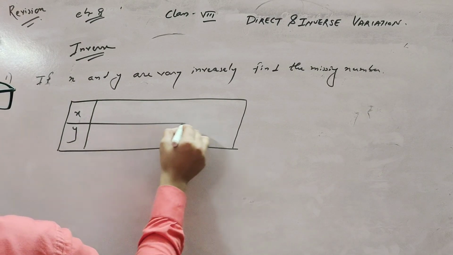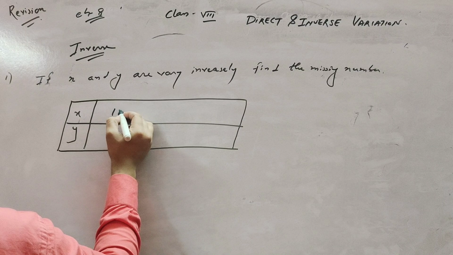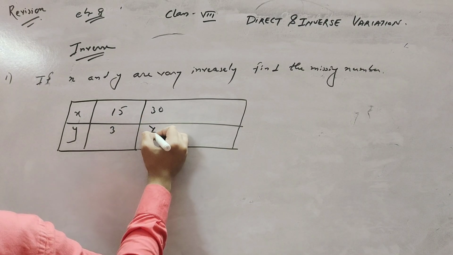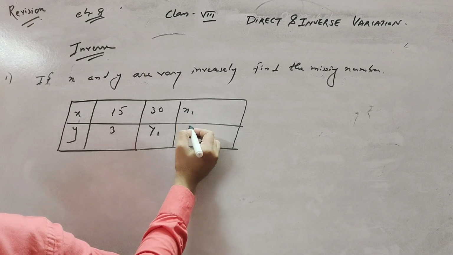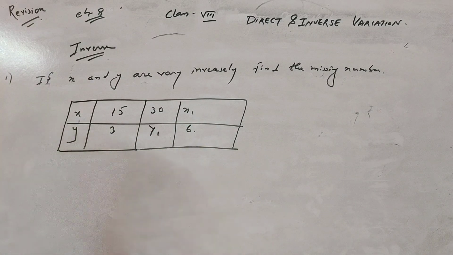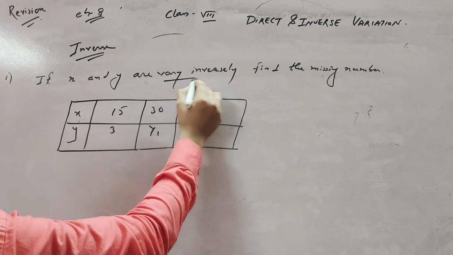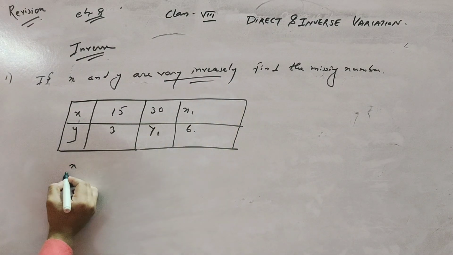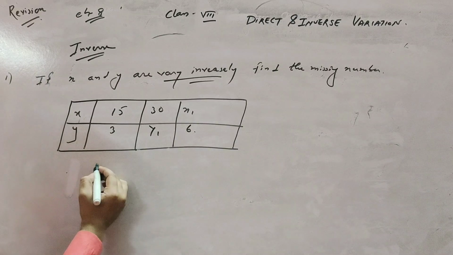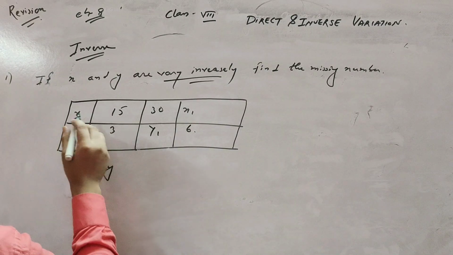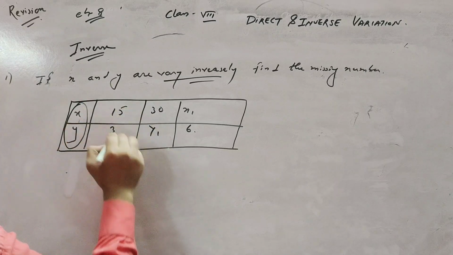X, Y: 15, 3; 30, y1; x1, 6. So if this one varies inversely, that means we don't write x by y, we write xy, x into y. Okay, so this one into this one equals this one.